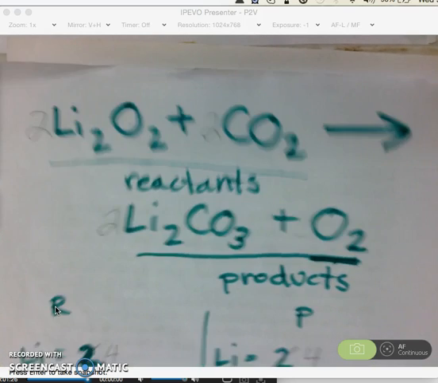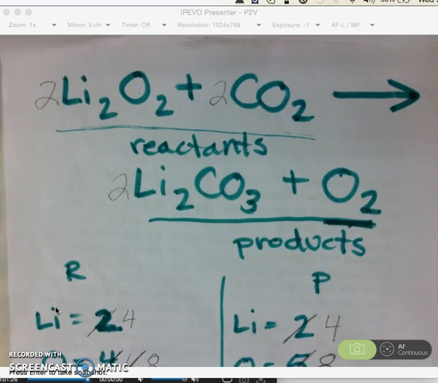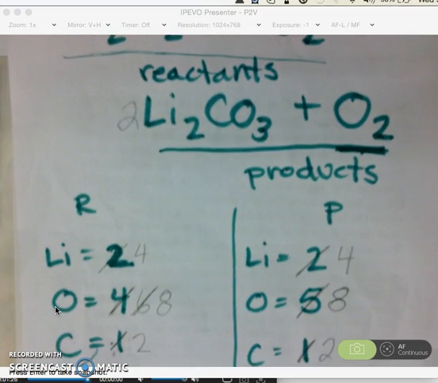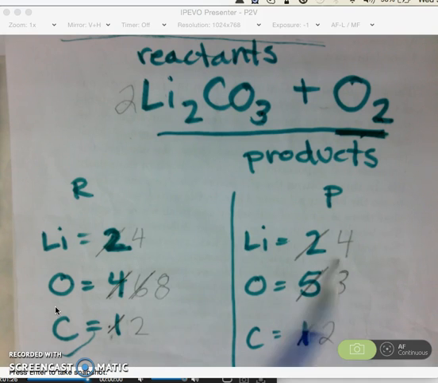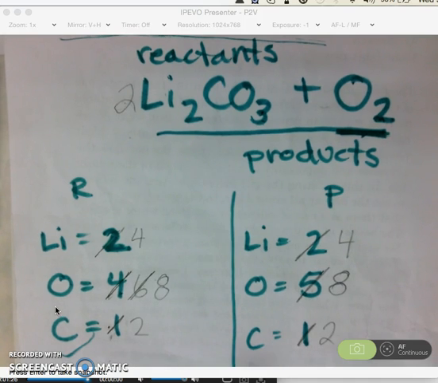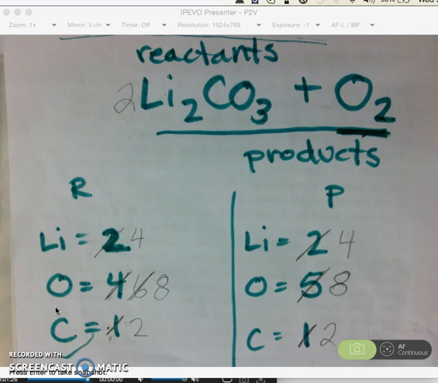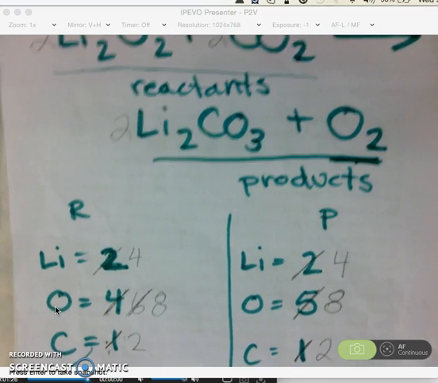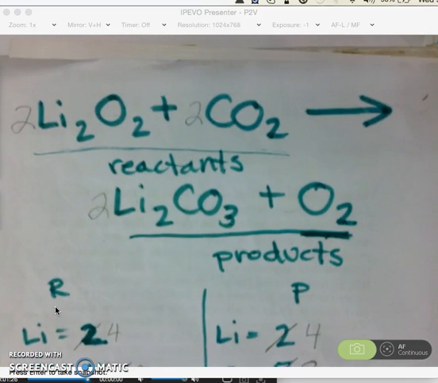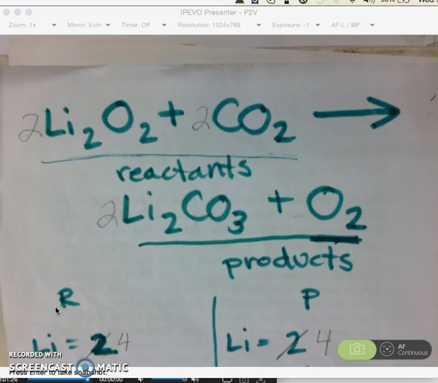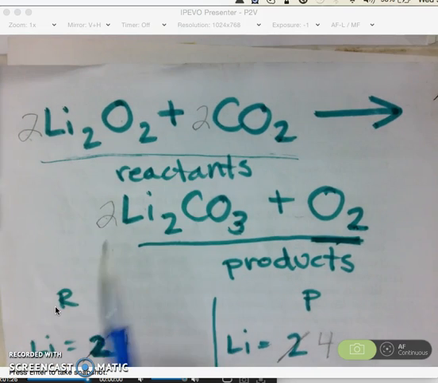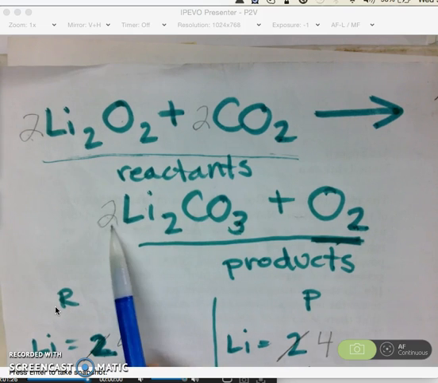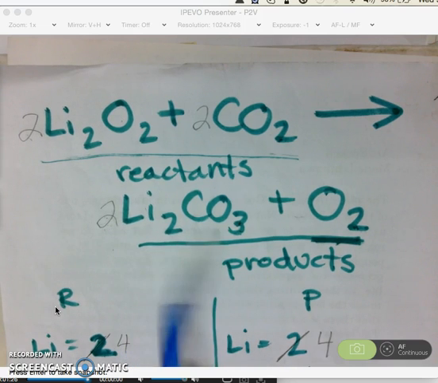Okay, and then we want to double check to make sure that this is balanced, that all of our numbers down here equal the same. So just double check, double count. Okay, and as long as those numbers stay the same, then our new balanced equation has a 2 in front of both of our reactants and a 2 in front of our product with lithium. And that should give us our balanced equation.